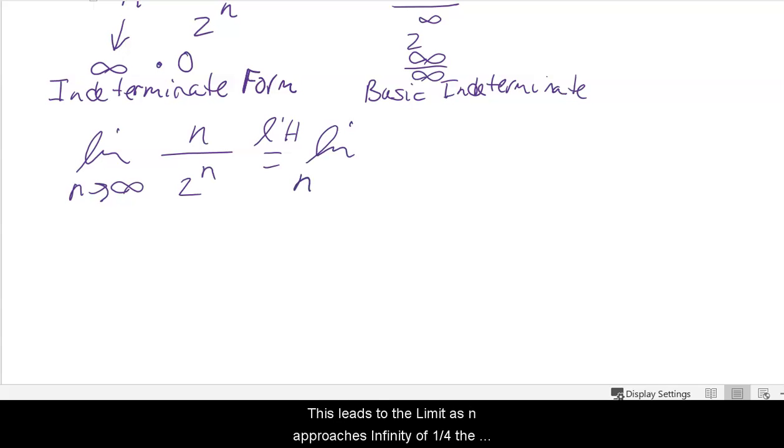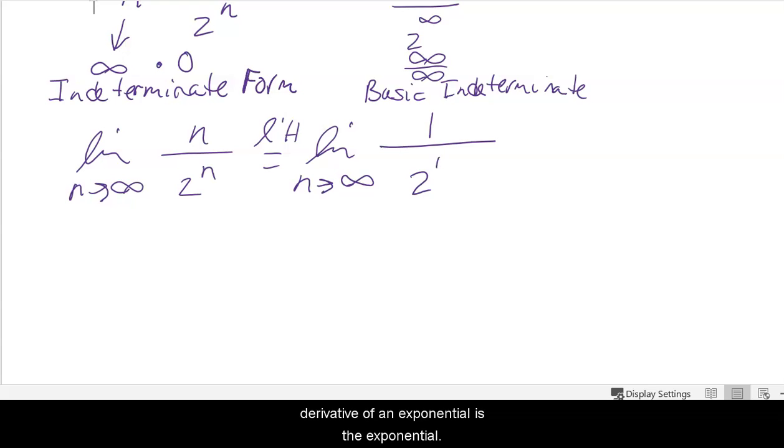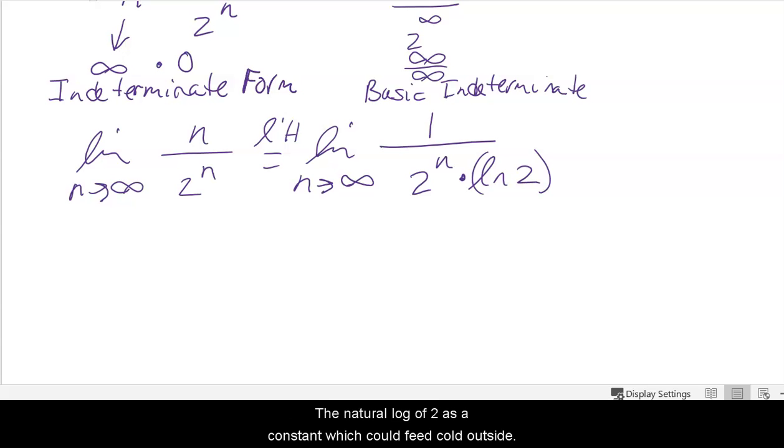This leads to the limit as n approaches infinity of 1 divided by, well, the derivative of an exponential is the exponential. But since the base is not e, I have to include a constant, which represents the natural log of the base, or the natural log of 2. The natural log of 2 is a constant which could be pulled outside.